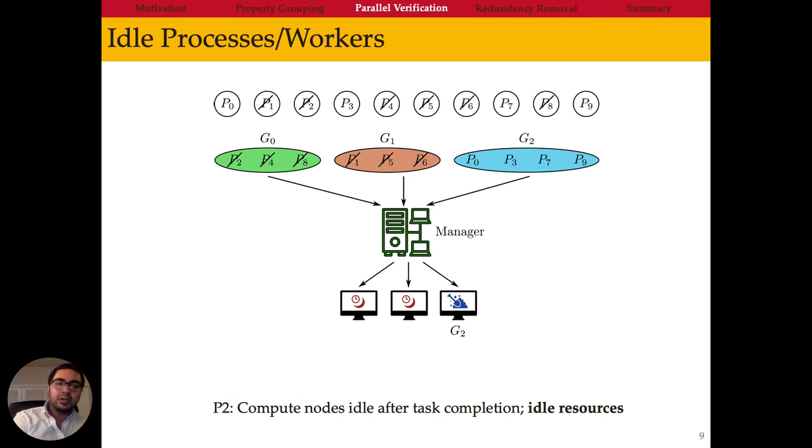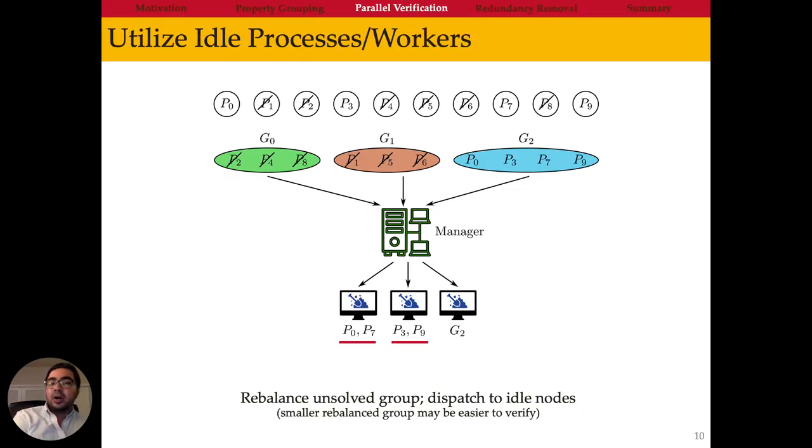Once they are proved, the 2 nodes which finish their tasks start idling while the third continues solving the hard-to-prove group G2. Our rebalancing procedure, which we introduced in this paper, enables us to split the unsolved group and dispatch the unsolved properties in that group across the idle nodes while still keeping the benefits of high affinity group verification.